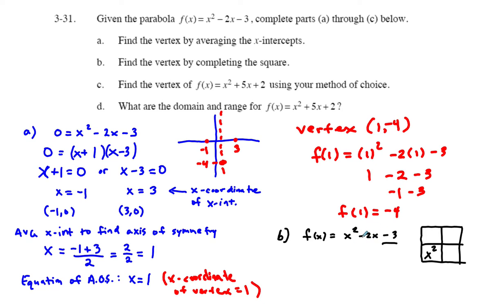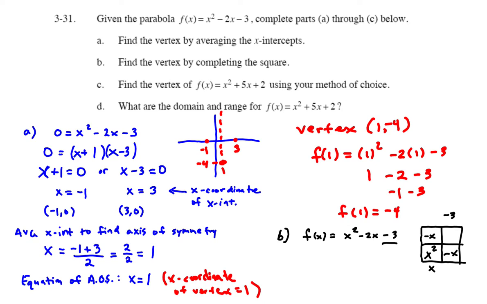So if we have a negative 2x, that came from adding this box and this box, which means we're going to have to put a negative 1x here and a negative 1x there. Okay, our negative 3, I'm just going to leave it outside here. We need to change this number, so this is what we have. This will tell us what we need.